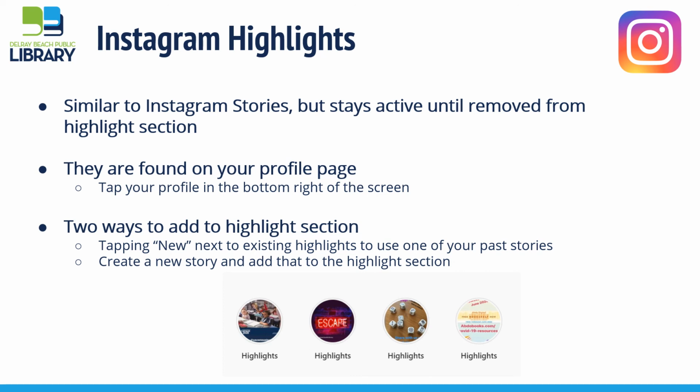There are two ways that you can add a highlight section to there. You can add by tapping new next to existing highlights to use one of your past stories, or you can create a new story like you did before with Instagram stories, and then you can select that story to be a highlight section.